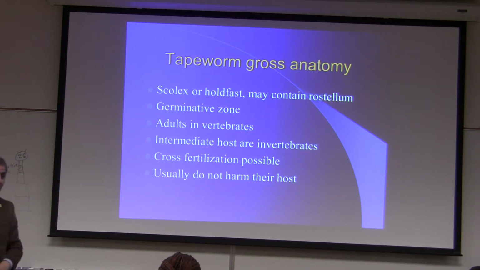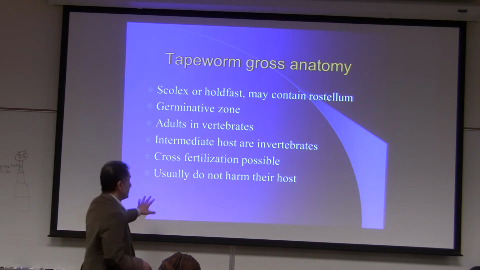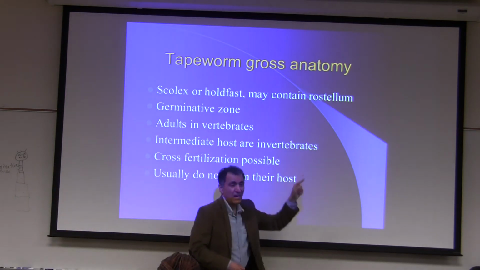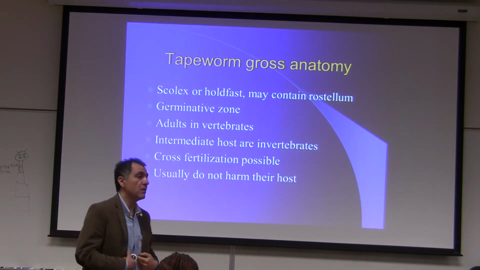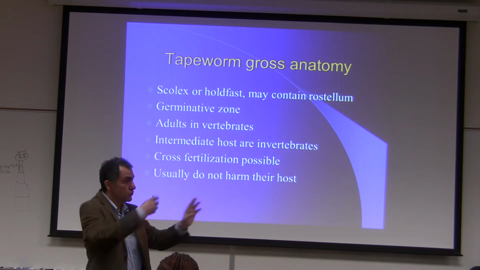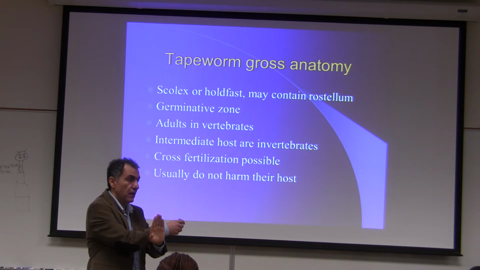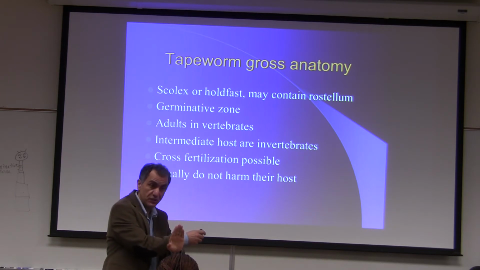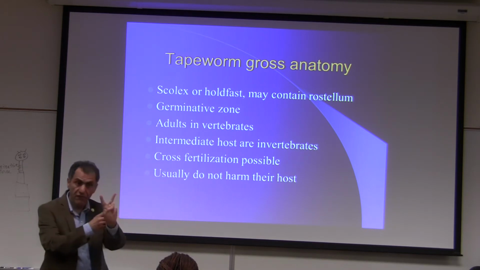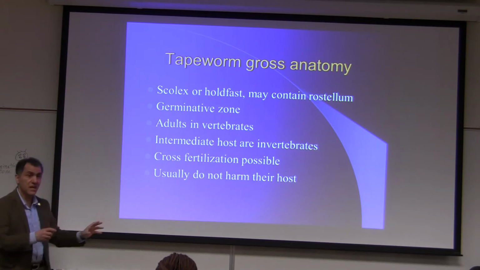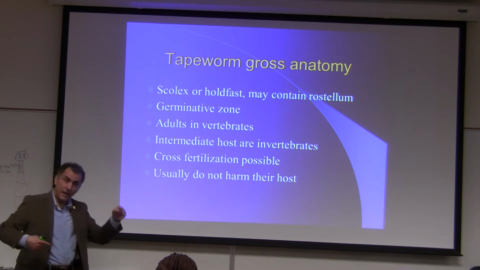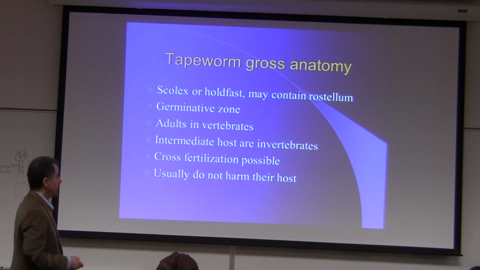cross-fertilization possible. As I said, most tapeworms, if you have a tapeworm in your gut, you only have one. You don't have two to do the cross-fertilization. Unlike your flukes. The flukes, you have two of them and they do cross-fertilization. I hope I'm making some sense. But these guys, you only have one and they self-fertilize, okay?